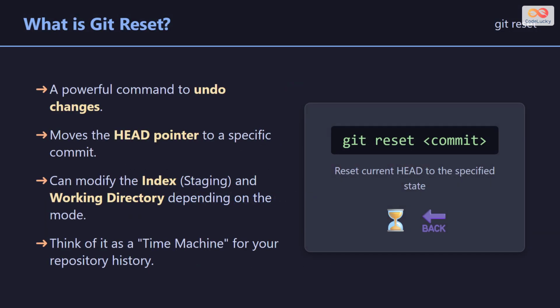So what exactly is Git Reset? Simply put, it is a way to undo changes. It works by moving the head pointer, which points to your current branch and commit, backward in time to a specific commit. Depending on which mode you use, it can also modify your staging area and your working files.